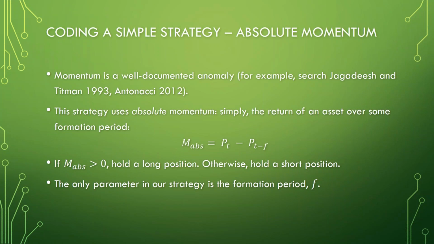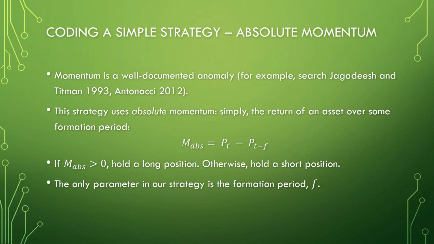So this is the strategy that I'm going to code for you today. The strategy is based on absolute momentum, and momentum is probably the most well-documented market anomaly. There's some research there that I've referenced that I recommend you check out if you're not familiar with it. The strategy that we'll trade today uses what's called absolute momentum, which is essentially the momentum of a single asset price itself over some formation period.